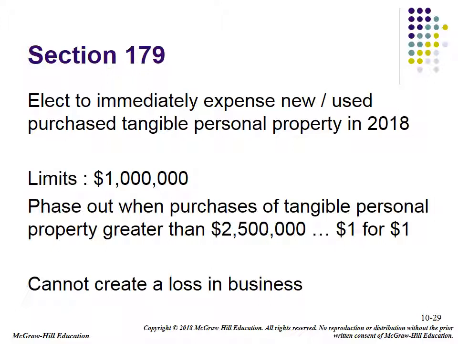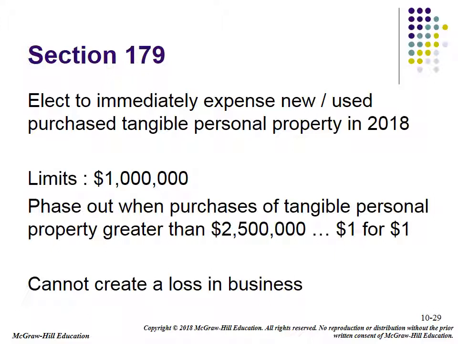Also, so you know, with Section 179, you can pick and choose what assets you would like to expense. You don't have to expense $1 million in the assets that qualify. You can choose. You don't have to expense any of them. It's an optional item. Here's where you're limited with that $1 million. If you purchase more than $2.5 million of tangible personal property in a year, for every dollar purchased above $2.5 million, you phase out or reduce your $1 million limit by $1.